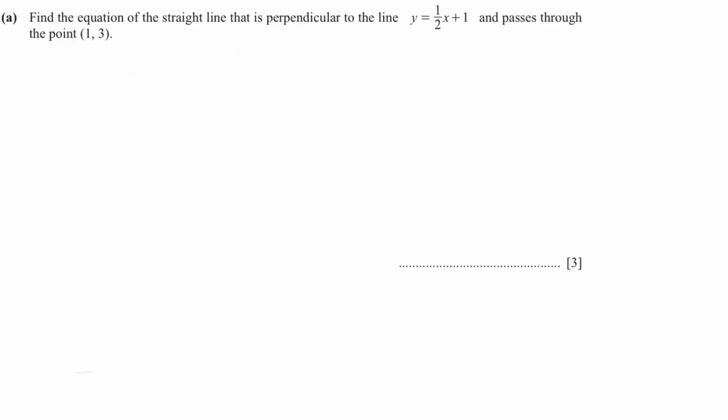Part A of the next question. Find the equation of the straight line that is perpendicular to the line y is equal to half x plus 1 and passes through the point 1, 3. The equation of the line is y is equal to mx plus c. And in this equation, m means the gradient and c is the y-intercept. In this equation, your m, or the gradient, is half.